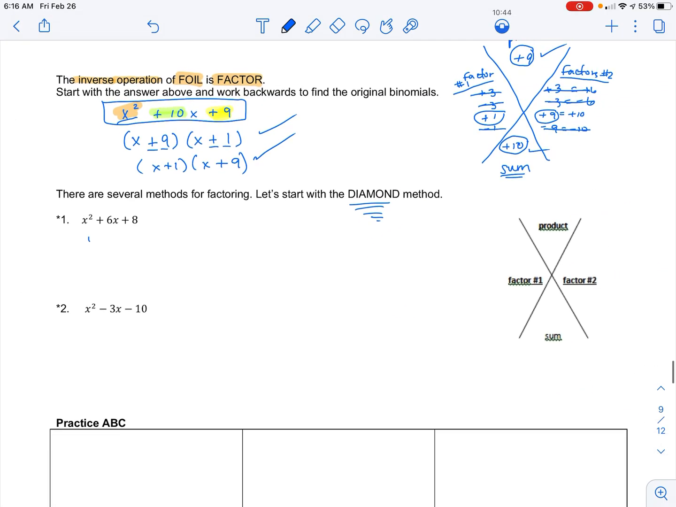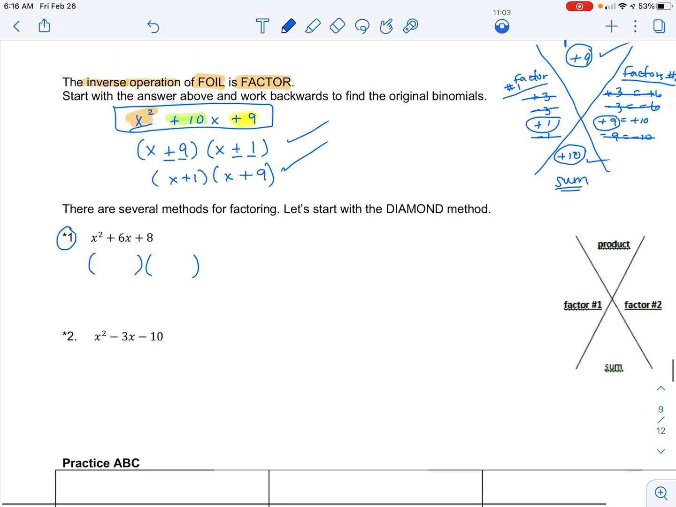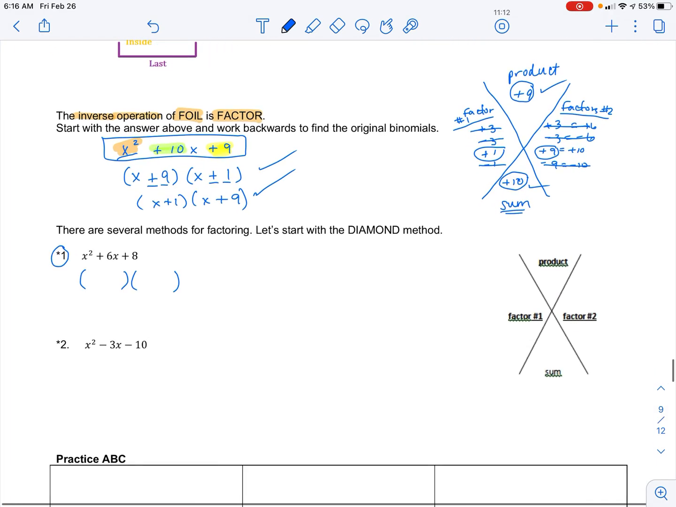Now let's try one down here. Let's look at example 1. We have a diamond built over here. Actually, we can build our own, I guess. Well, we can use the one to the right. Let's do that. We'll use the one to the right for number 1. So what we're trying to figure out is when I would use the inverse operation of FOIL by factoring this out into the binomials. And we're going to use our diamond method over here.